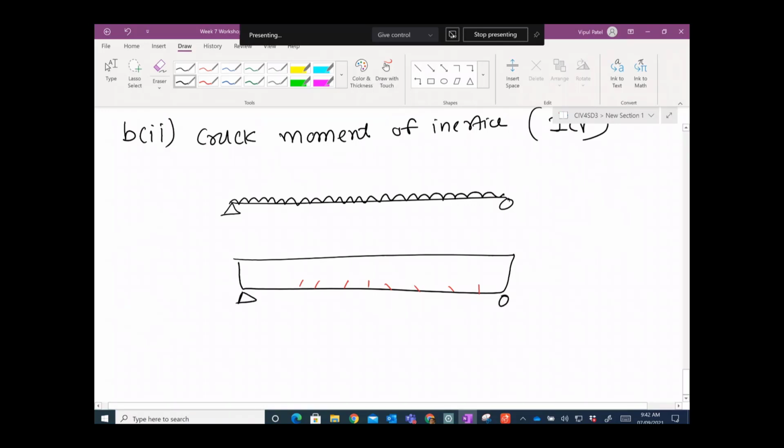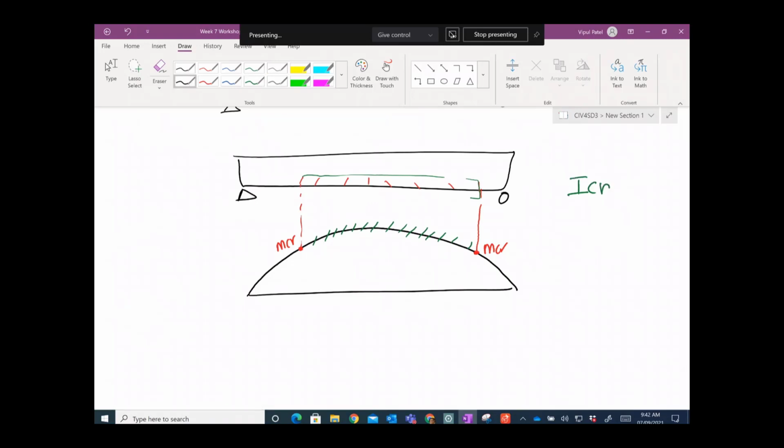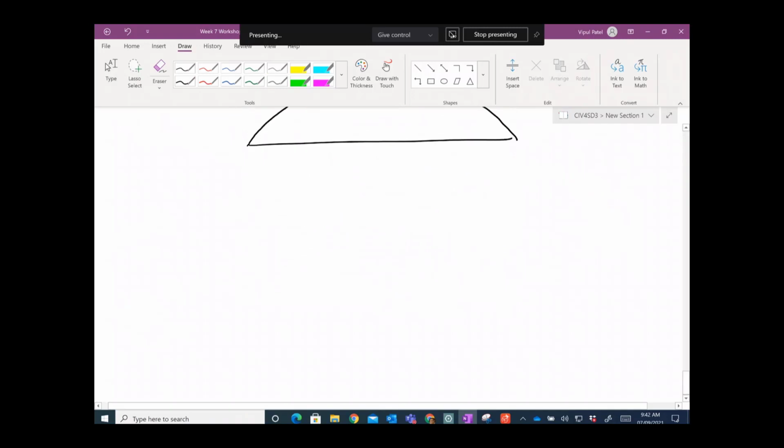Let's say this one here. And if I draw the bending moment diagram, in this zone, which is your M crack, you have more value, and in this zone you have the crack appearing. So for that one, they said calculate I crack, right? Moment of inertia.